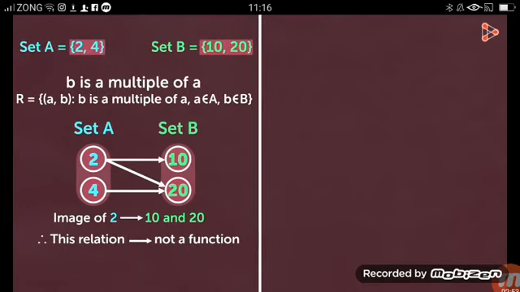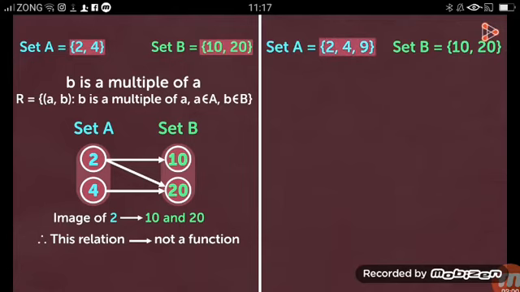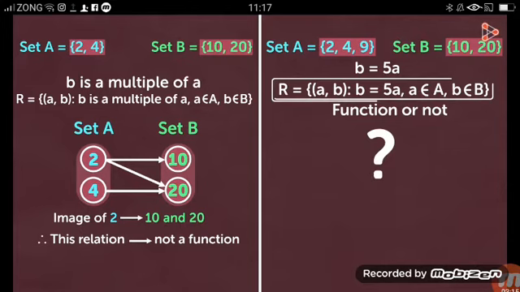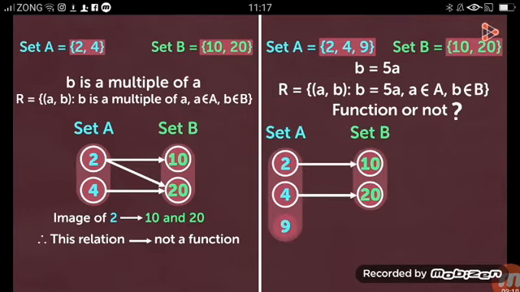Now let's introduce another element 9 to set A. So set A has elements 2, 4 and 9. Set B has elements 10 and 20. We want to know whether the relation b = 5a from set A to set B is a function or not. Can you draw the arrow diagram for this relation first? Yes, this is how it will look.